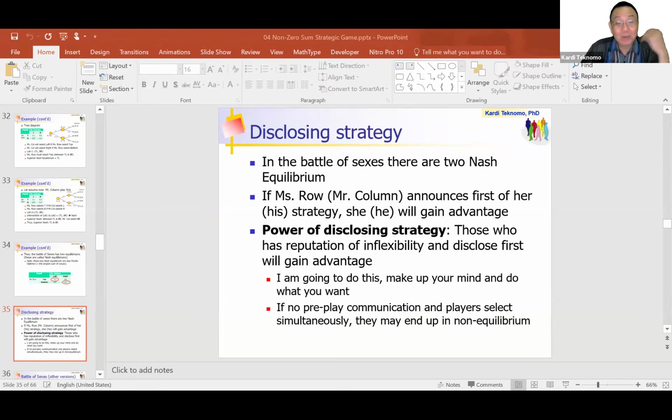So you just say, I'm going to do this. Make up your mind and do what you want. Okay, up to you. So in that case, say if Miss Rowe said first, Mr. Column will choose whatever gets Miss Rowe into that equilibrium. So if there is no pre-play communication and the players select simultaneously, it may end up in the non-equilibrium. So this is what will happen.